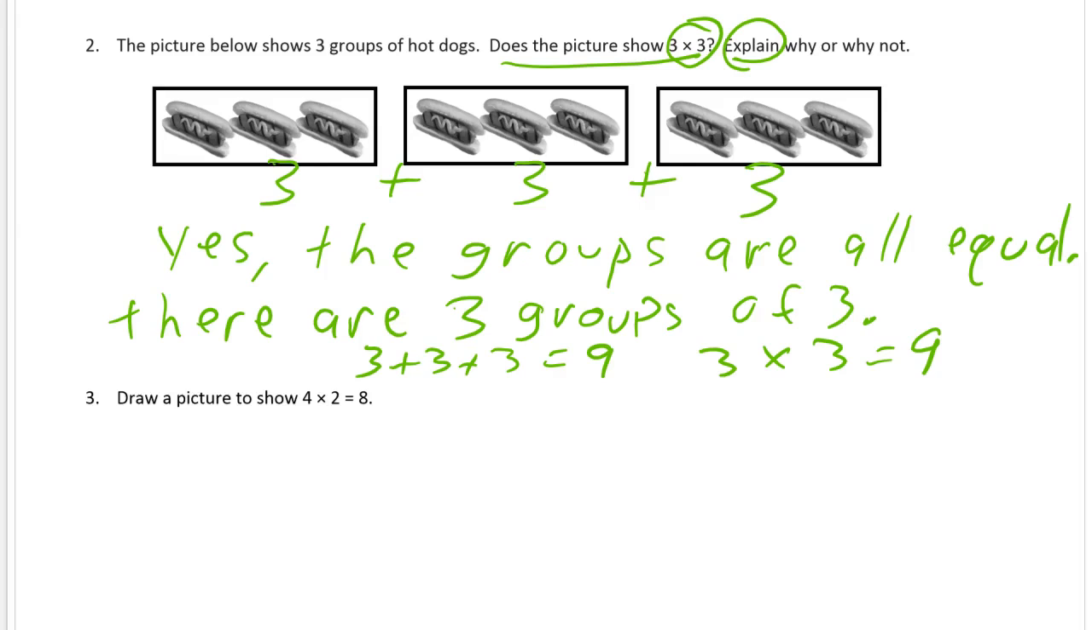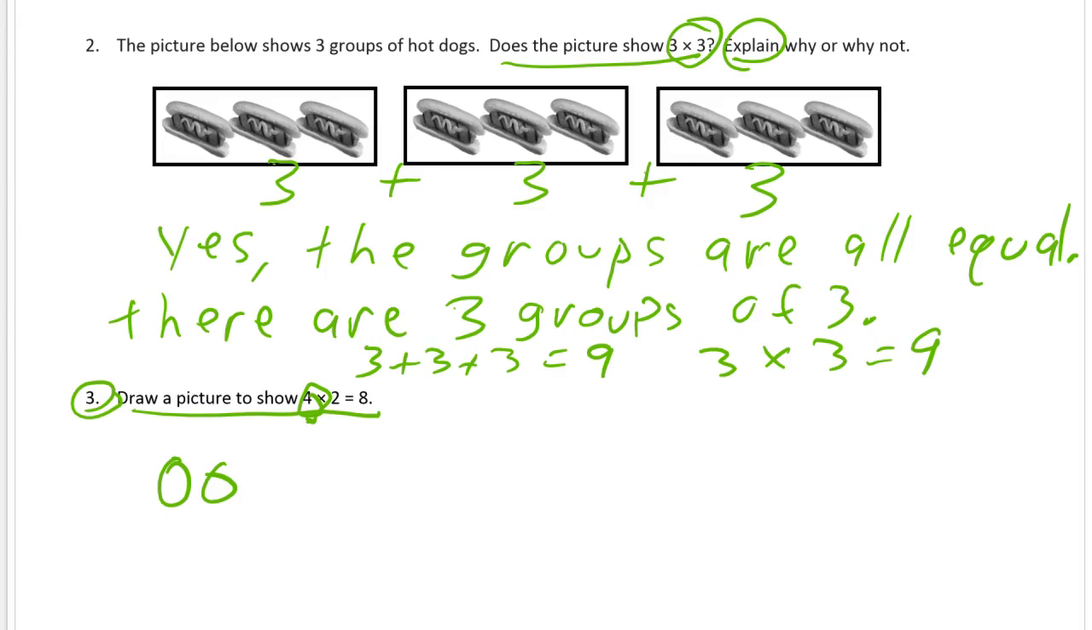And I'll move on to 3 from here. Number 3, draw a picture to show 4 times 2 equals 8. So I'm going to draw a picture. The problem above, number 2, we had the picture and we had to answer it. Now we just have to draw the picture of 4 times 2 equals 8. So that's 4 groups of 2. 4 groups of 2 equals 8. I'm just going to draw circles.